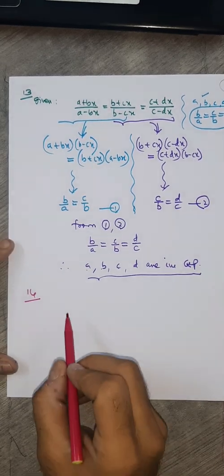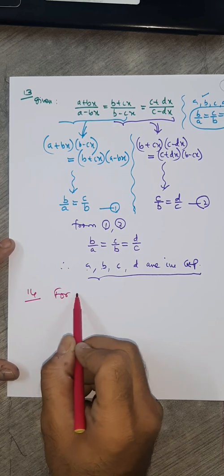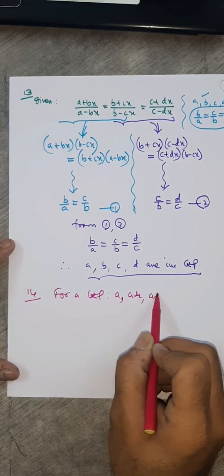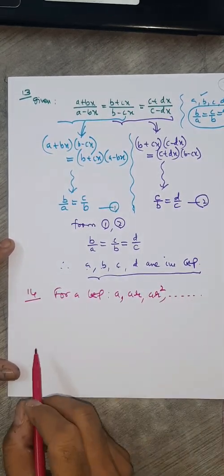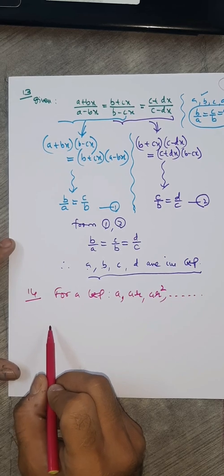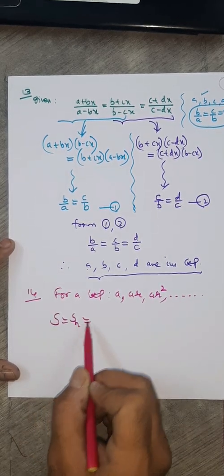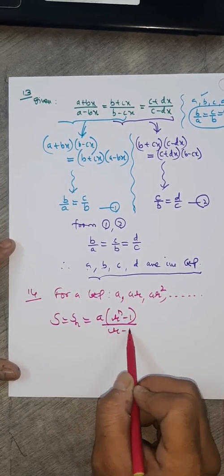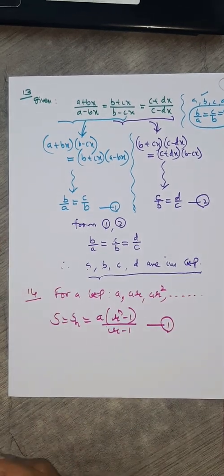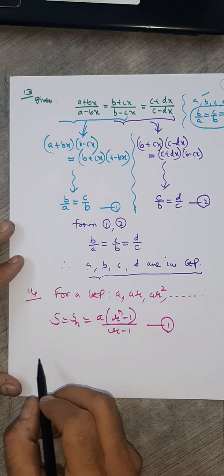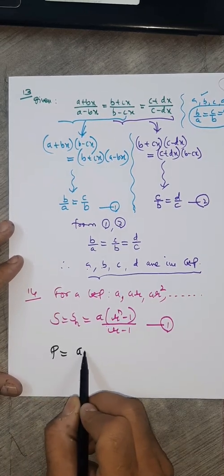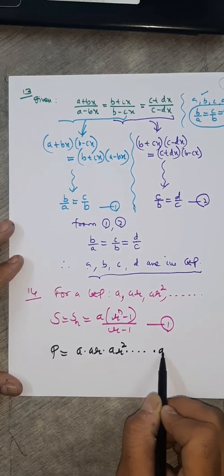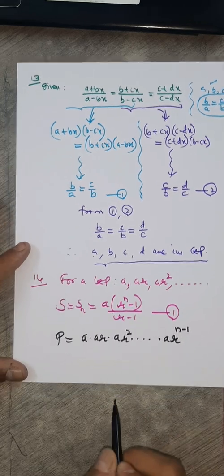So in the 14th question, for a geometric progression, for a GP, let's take this a, ar, ar squared and so on. This is a geometric progression. You are given that S equals the sum of all terms, Sn, which is a into (r raised to n minus 1) upon (r minus 1). That is S. Okay, what is P? That's the product. P equals the product, that is a into ar into ar squared and so on. The last term is a into r raised to n minus 1.